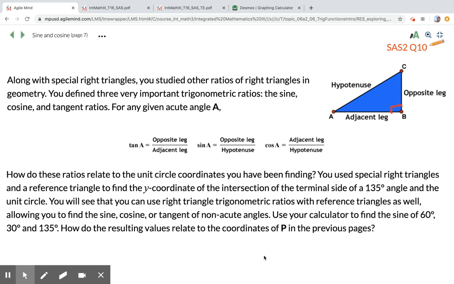So what I would like you to do is just start things basic. I would like you to grab your calculator and plunk it in on number 10 there, and find the sine of 60 degrees, the sine of 30 degrees, and the sine of 135 degrees. Just write down each one of those and then compare it with our P coordinates that we were finding in the last lesson. So go ahead and hit pause to grab a calculator and work those out, and then hit play when you're ready to check your work.